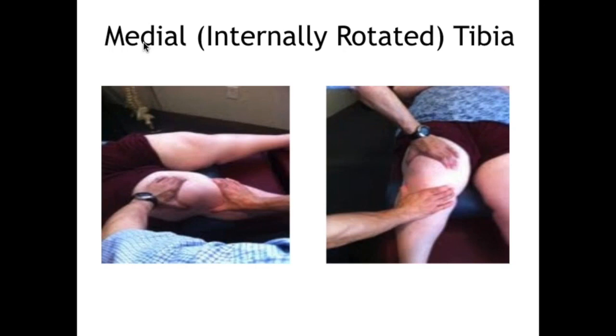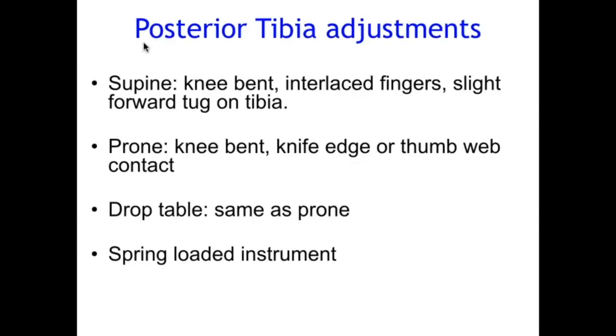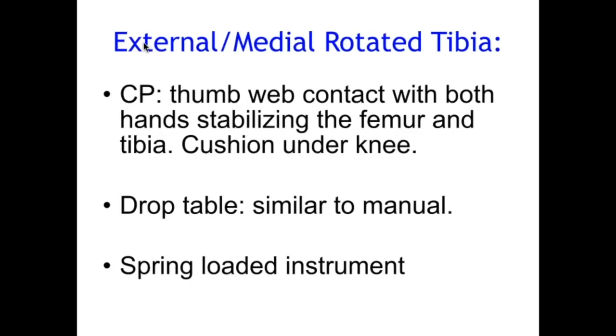There's no real thrust here, my friends. It's more of an impulse, all right? There's no real thrust on this. So when we look back just at the externally or medially rotated tibia, your thumb web contact is going to be with both hands stabilizing the femur, put the cushion underneath the knee. You can also do a drop table move on there where you just cock the drop piece and use that piece to fall away so you have a gentle adjustment of the knee.